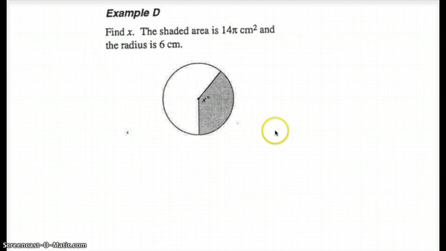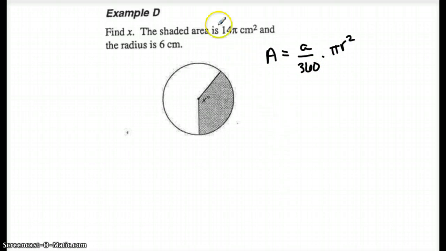This last example represents a working backwards problem where instead of actually calculating the area, you're asked to find the measure of the central angle. So remember that the area of a sector, which I'm going to call capital A, is equal to the measure of the central angle divided by 360 multiplied by the area of the circle itself. So using that formula, let's go ahead and fill in what we actually know.